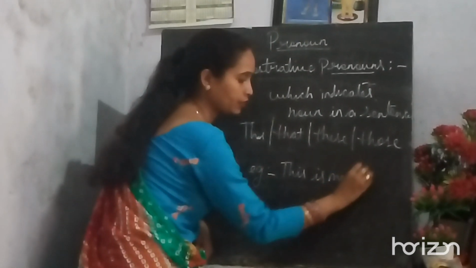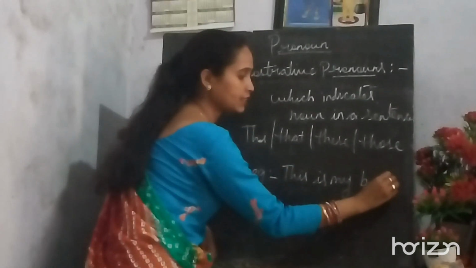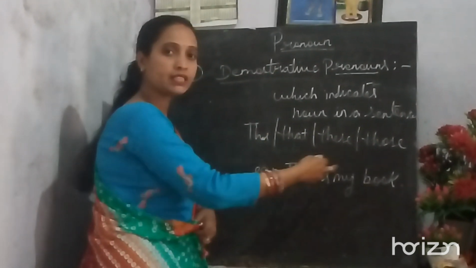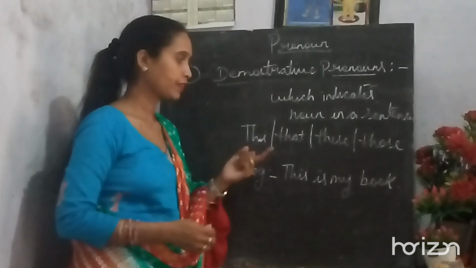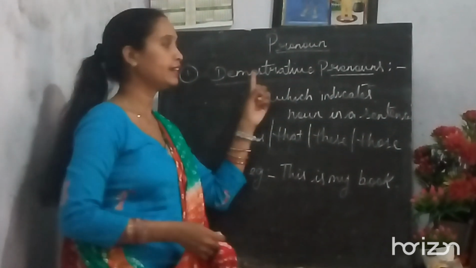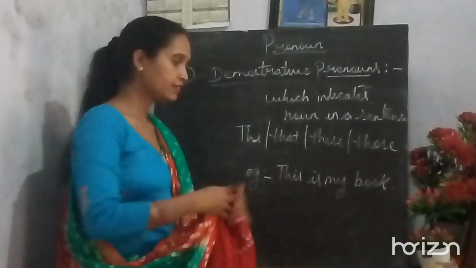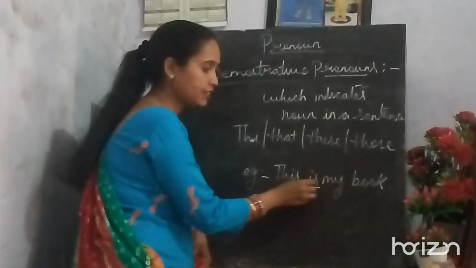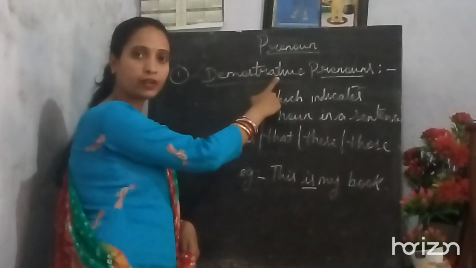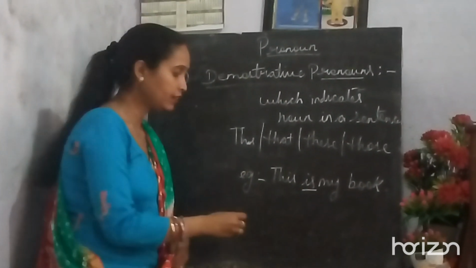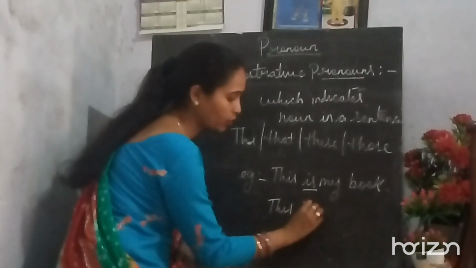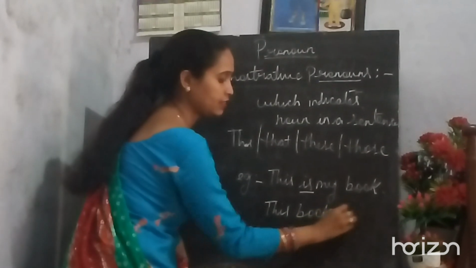For example, if I write, this is my book. Right, this is my book. After these 4 words, if a verb is coming, then it is the demonstrative pronoun. Here, after this, the helping verb is comes, so this is the demonstrative pronoun. But in one more example, suppose this book is mine.